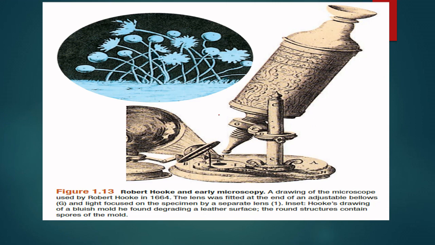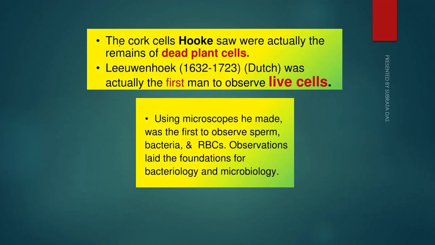Okay, so here we can see the microscope which he used, that is a compound microscope, to study the cell, and he proposed the cell theory, where he drew the picture of the bluish mold structure. So he is the first scientist who discovered the cell. And the cork cells Robert Hooke saw were actually the remains of dead plant cells.